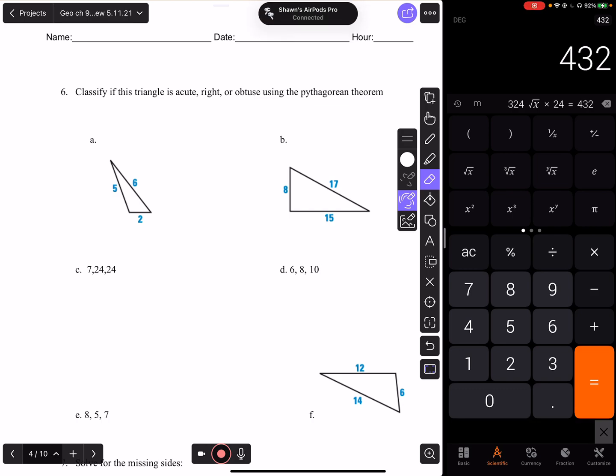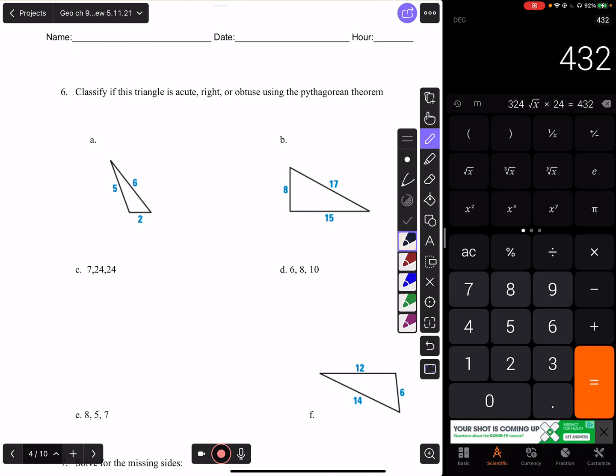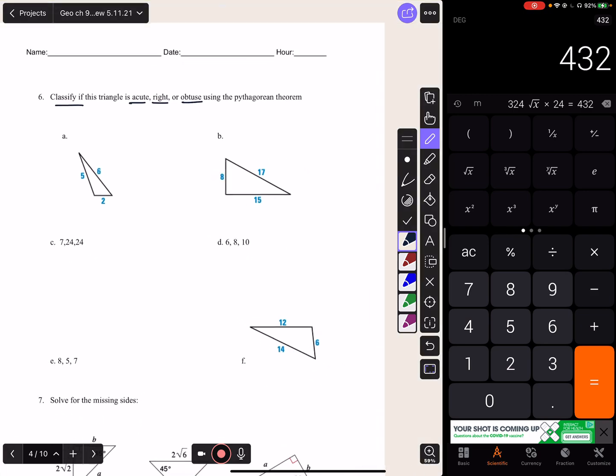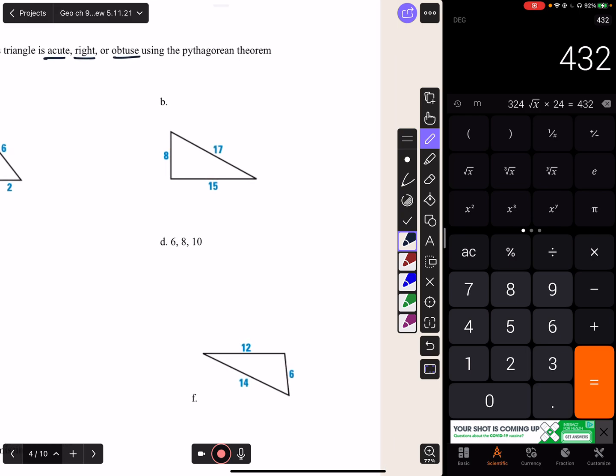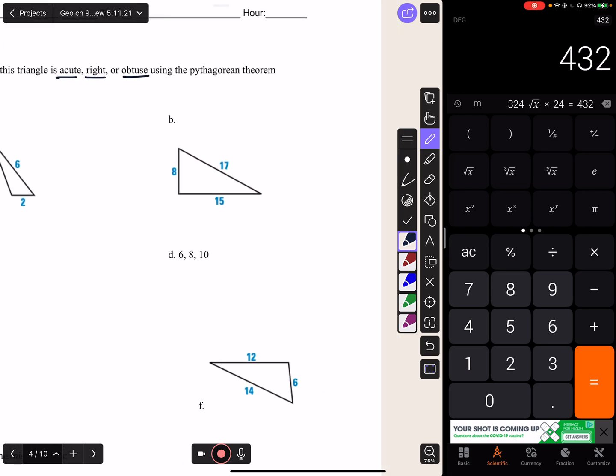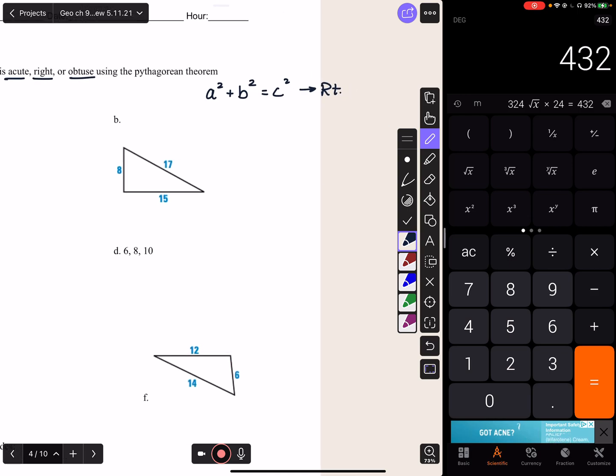Started with number 6 in our chapter 9, unit 10 review. We're supposed to classify the triangles as right, acute, or obtuse using the Pythagorean theorem. The key thing you need to know here is that we've got three conditions when we do the Pythagorean theorem. A squared plus b squared equals c squared, and that's for a right triangle. So if that is true, we know we have a right triangle.